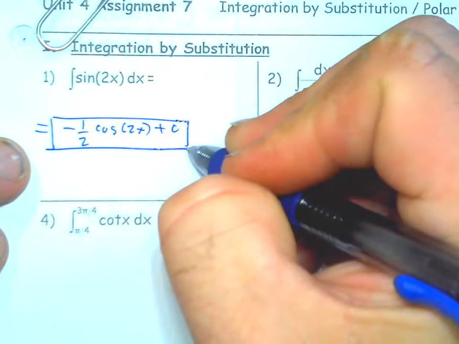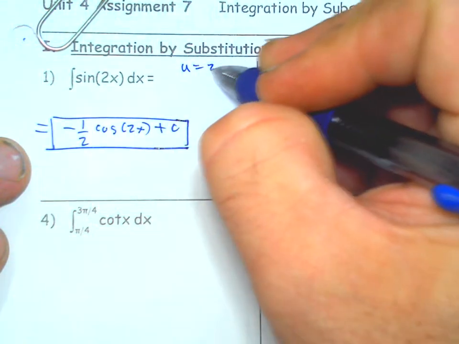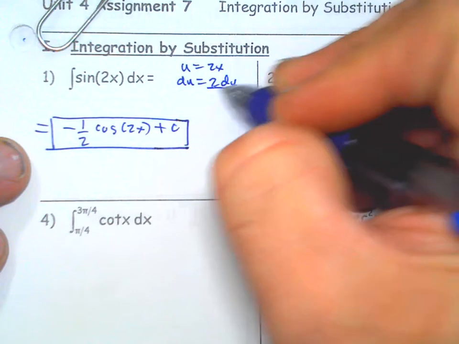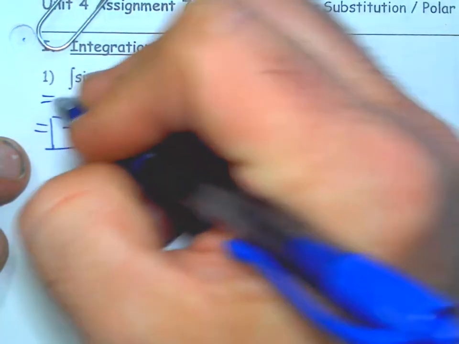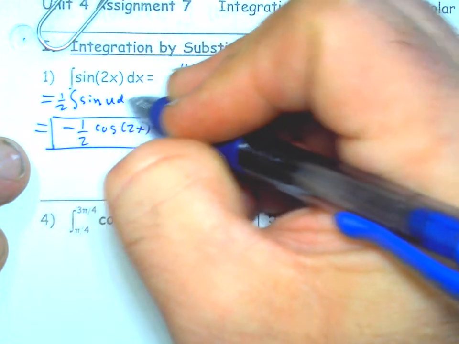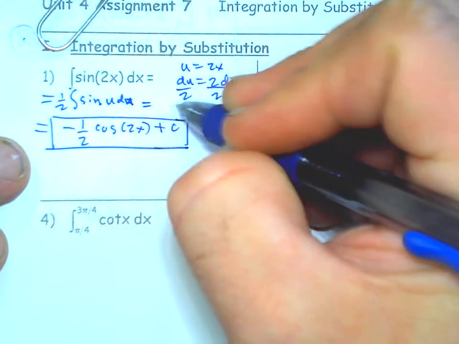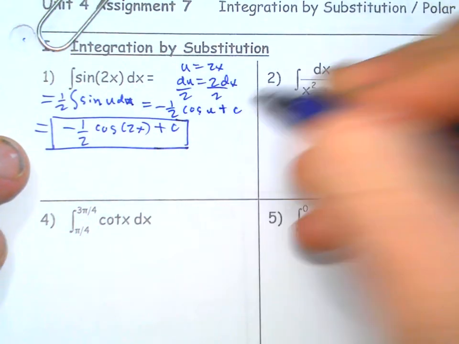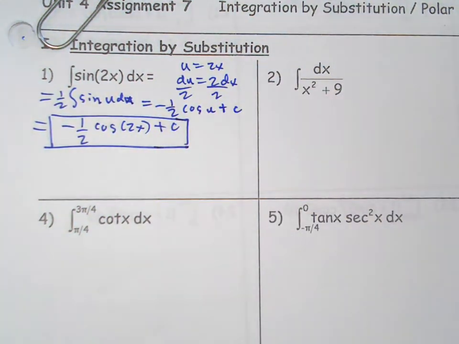Done. You could do u equals 2x, du equals 2dx. I don't want the 2. You could rewrite it as 1/2 the integral of sine u du. And that's going to be negative 1/2 cosine of u plus c. And then you got to change it back to x. So in some of these really simple things where the chain rule is just going to give you an extra number in front, I think it's kind of avoidable. You don't have to do U-Substitution.